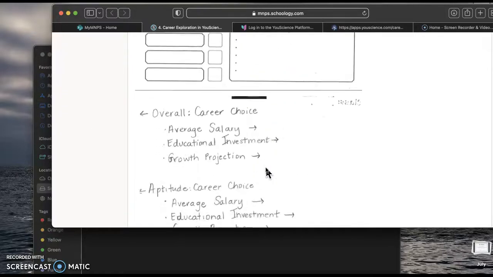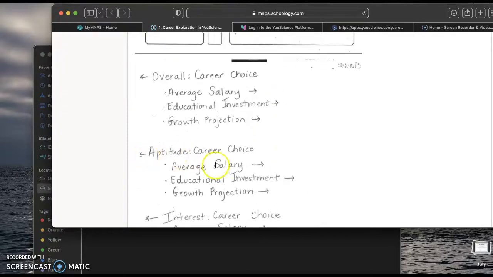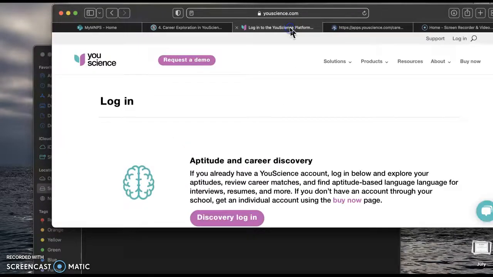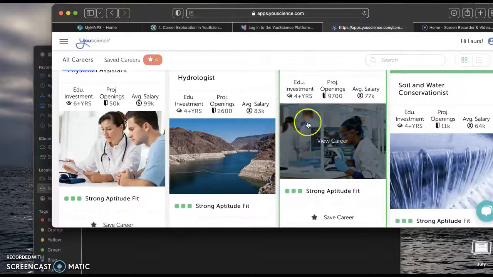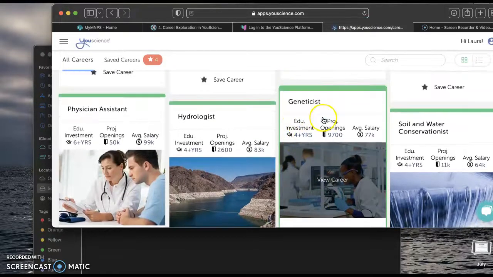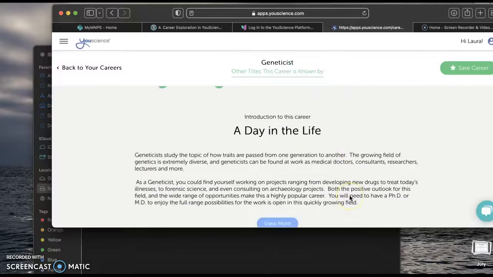Then I'm going to flip over to the back where it says aptitude, and I'm going to write the salary, educational investment, and growth projection. And that is, if I could click on the right thing, educational investment is 4+ years if I picked this one. Projected openings 9,700. This is different. This actually has a number, whereas the other career search we did in virtual job shadow is a percent, and then the average salary 77K. If this is the one I focused on.